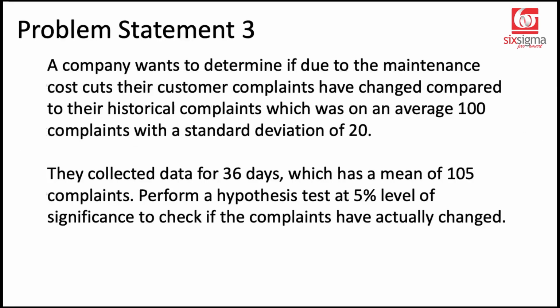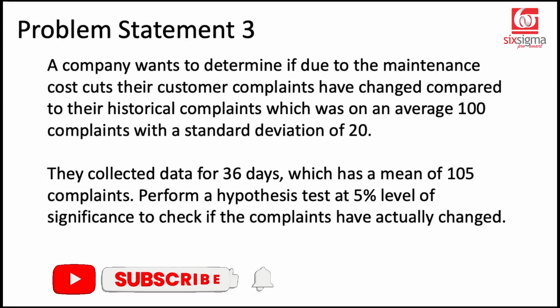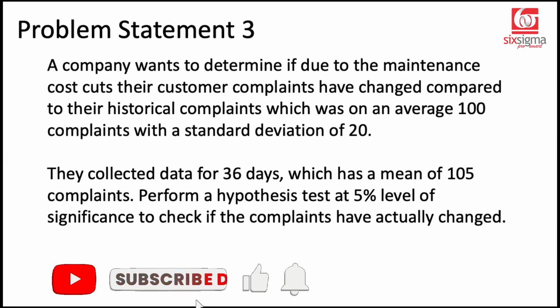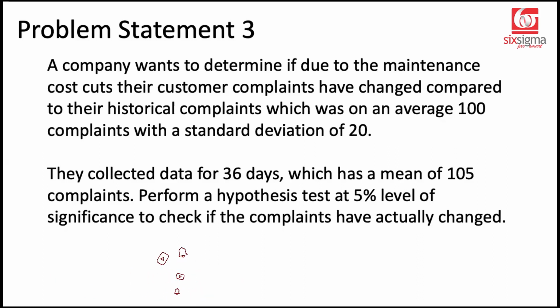All right, so let's move to the next example, which is a two-tail test. We have performed a right tail test, we performed a left tail test, and now we are talking about a two-tail test. Slight change in the language. A company wants to determine if due to the maintenance cost cuts, their customer complaints have changed compared to their historical complaints, which was on an average 100 complaints with a standard deviation of 20. What is this? The historical data that's been given to you for a lifetime would be the population data.